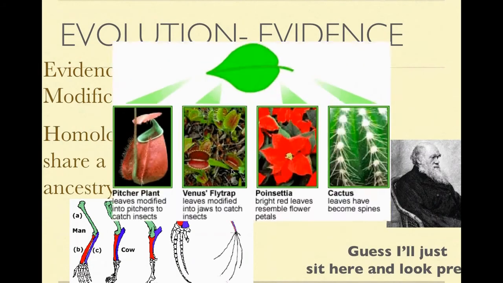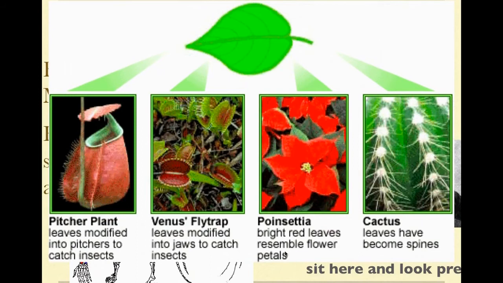Okay. This other one is a picture of a bunch of modified leaves. So flowers, cactus spines, the Venus flytrap's mouth, the pitcher plant, all of those are actually just leaves that have been modified over time. Every single one of them came from a common ancestor, whatever the ancestor of plants that had leaves was. And they have just modified this over many, many generations to serve different purposes.